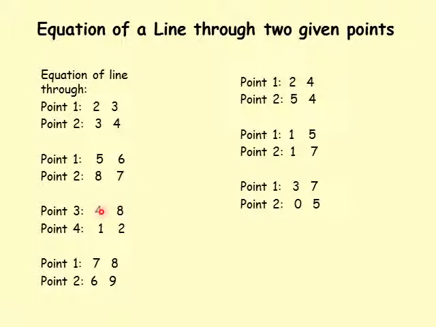8 is twice as much as 4, 2 is twice as much as 1. So y equals 2x is the equation. y is always twice as much as x. So we can do this one here. y equals 4 is the equation for these points, (1, 5) and (1, 7): x equals 1. You can do almost any equation of any line through any two points using this method.